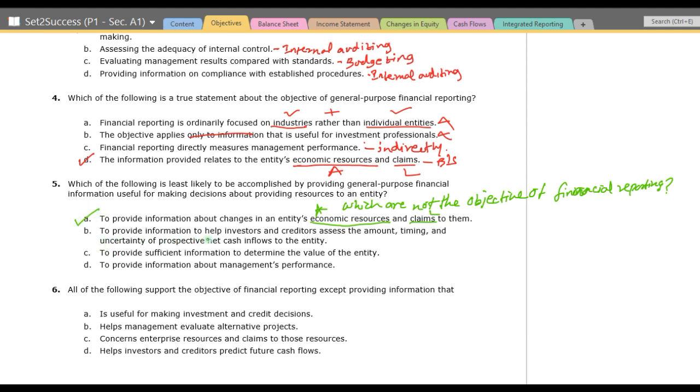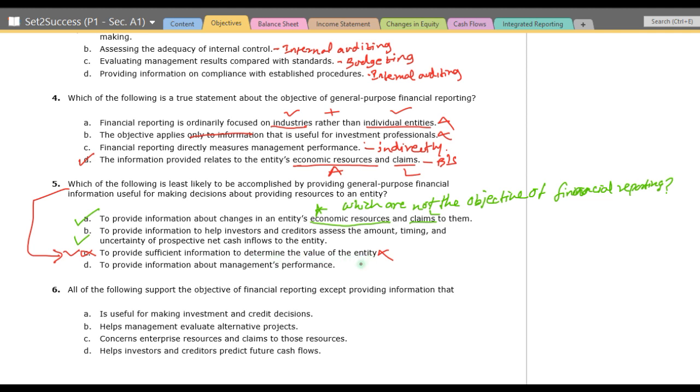To provide information to help investors and creditors assess the amount, timing and uncertainty of prospective net cash inflows to the entity. This is one of the objectives of financial reporting. To provide sufficient information to determine the value of the entity. This is the incorrect option. This is not one of the objectives of financial reporting. So for this MCQ, this is the correct option.